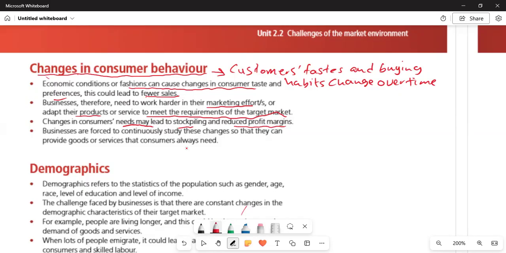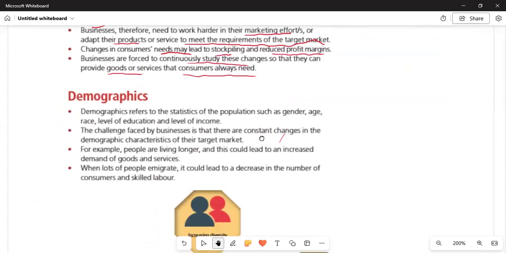That is very important. Businesses are forced continuously to study these changes so that they can provide goods or services that customers always need. The easiest way to study the changes is to research and find out what changes are taking place in the market. That is only when you can respond to the needs of your customers. Now let us move on to another challenge, which is demographics.